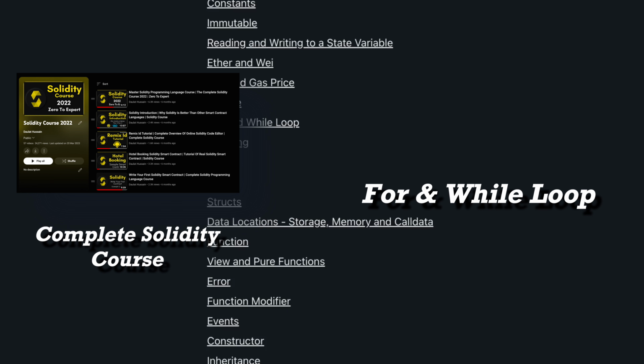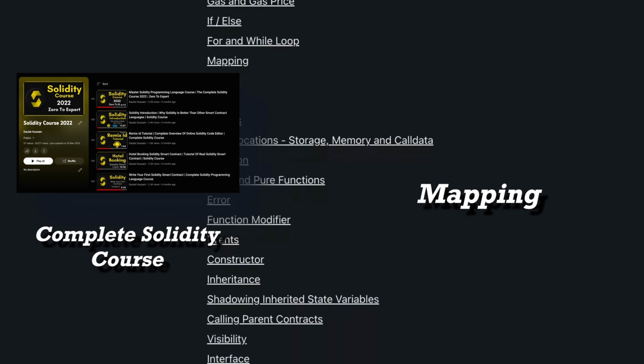Okay, so once you're done with the for loop and while loop, you have to know what mapping is, how you can use mapping, how you can define mapping, how you can retrieve data from the mapping, and how you can create a mapping and store data in the proper way. So you have to know the utility of the mapping we have in the smart contract.